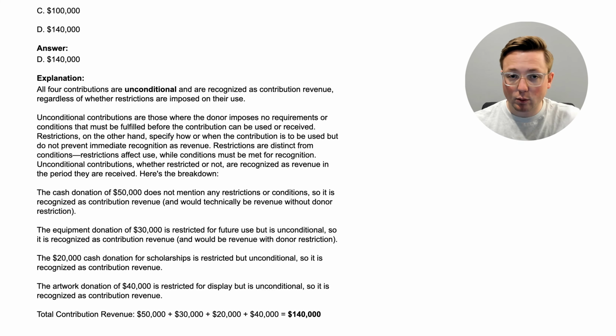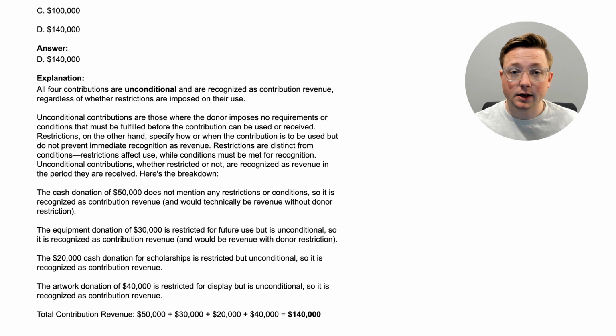So I'm just going to say that one more time, and we're going to talk about it throughout the rest of the video too. If a donation is given, and there's no condition placed on it, where they're saying, hey, you have to do this to be able to even get this money or to be able to keep this money, then that would be a condition. If there's no condition, then it would be unconditional. That is not the same thing as restrictions.